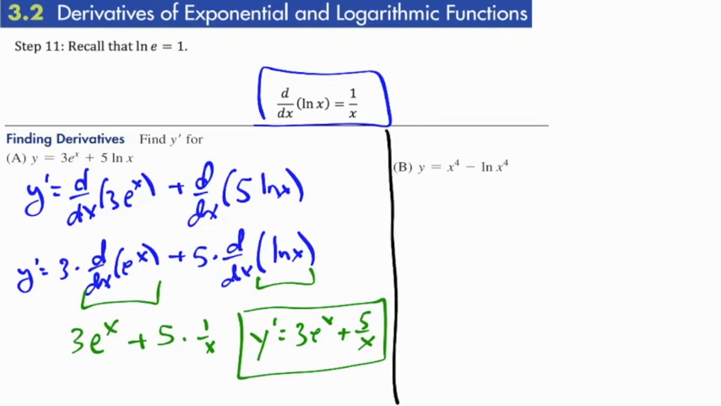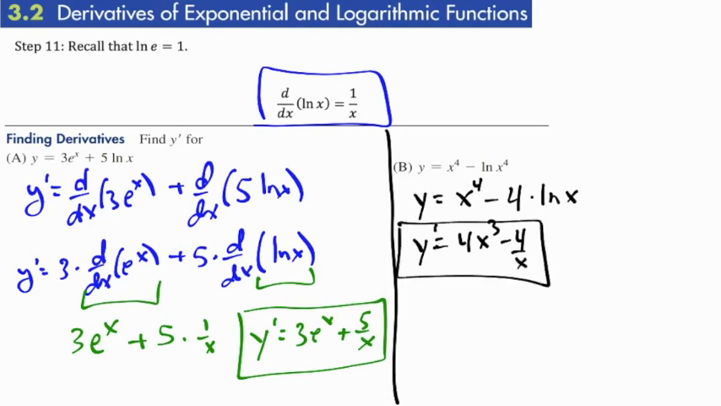So try part B on your own. Pause the video, see what you get, then unpause to see if your result matches. So first I'm going to rewrite y equals x to the fourth minus 4 times ln of x. I used the power property for logs. Y prime is the derivative of each term. And this is what you should get.